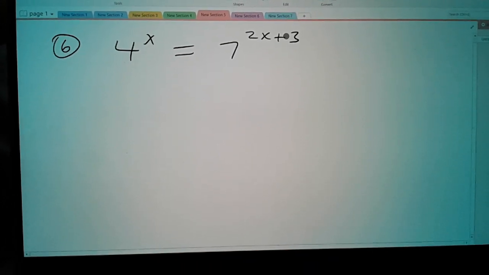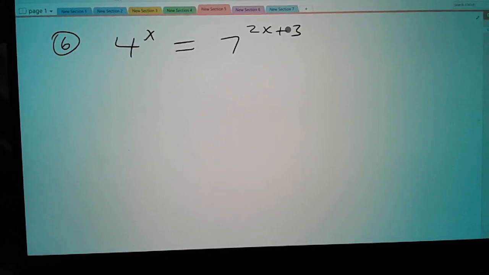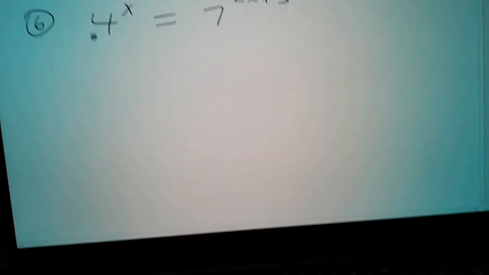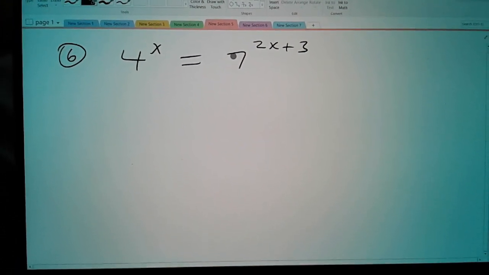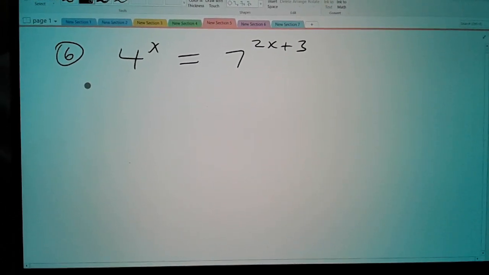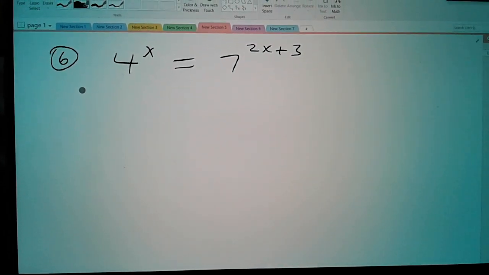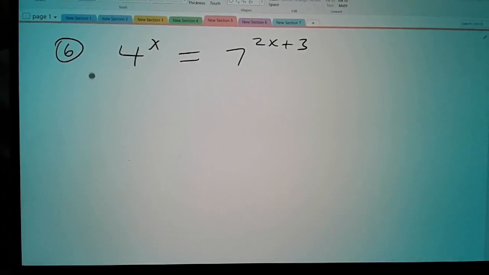What if I tell you 4 to the x equals 7 to the 2x plus 3? So I have an exponent equal to an exponent. I have 4 as a base and 7 as another base. There's nothing in common with 4 and 7, so I can't put it in that form that we saw from the beginning, b to the m equals b to the n. So I have to manipulate this a little bit.